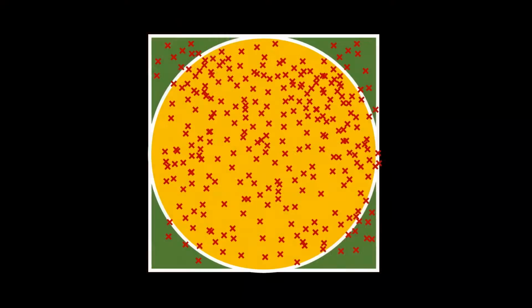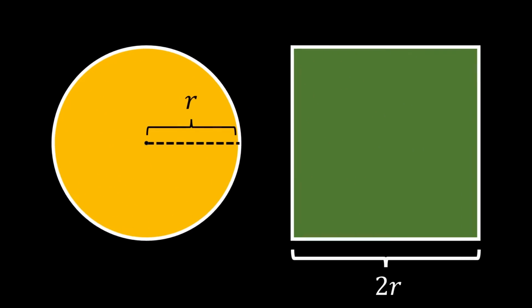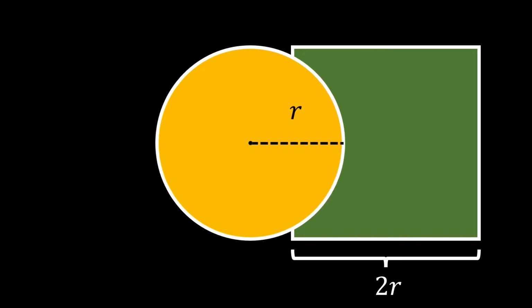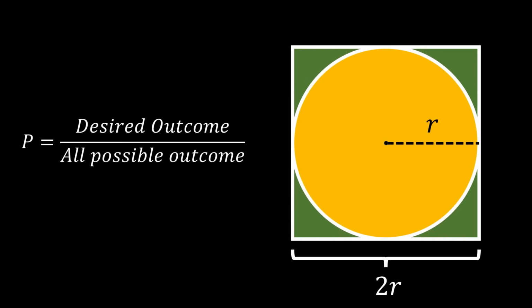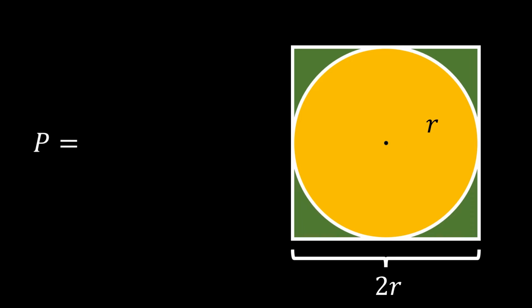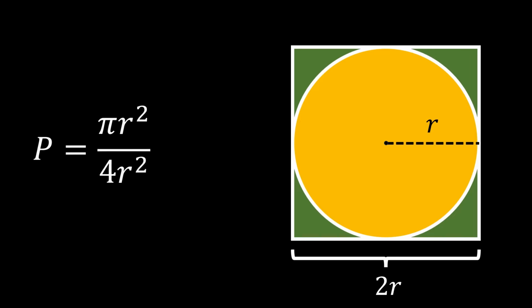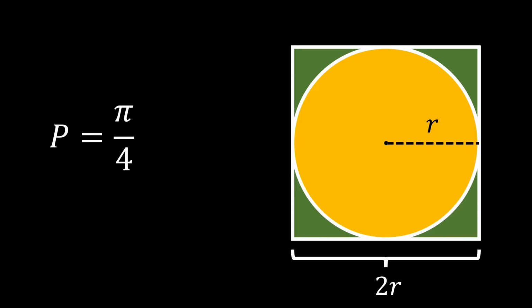Congrats. Now, the traditional way to calculate this probability is to simply divide the desired outcome over all the possible outcomes. In our case, the desired outcome is in a way related to the surface of the circle over the surface of our square. By simplifying and rearranging, we get pi over 4.